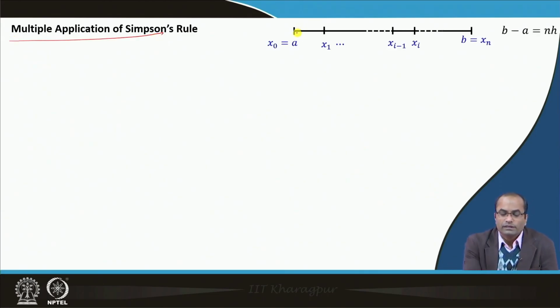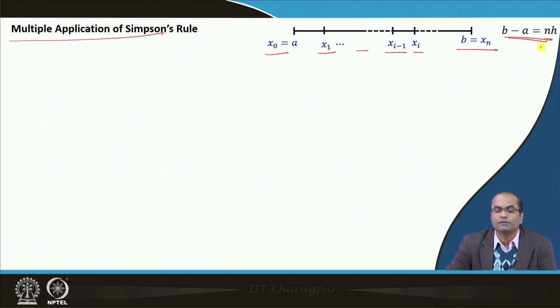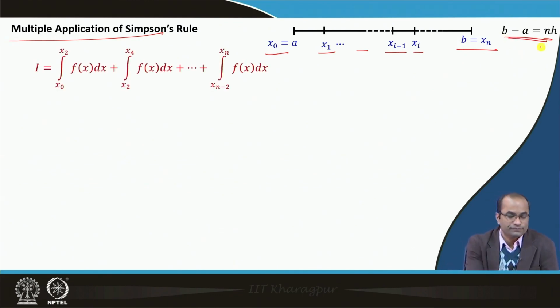Coming to the multiple applications, the idea is again the same. We have the range from a to b, which we split into several subintervals, that means x naught to x 1, then x 2 and so on, x I minus 1 to x I, and the last point is x n which is equal to b, with equidistant points. So, b minus a is equal to n h. Given this I, which is now split into several parts, we consider that in each subinterval we should have 3 points, that means x naught to x 2. So, there are the points x naught, x 1, x 2.